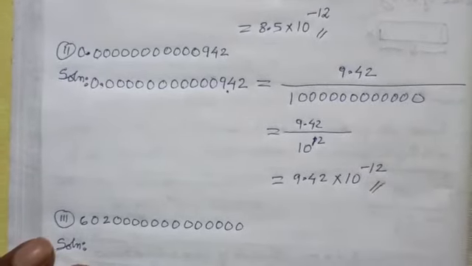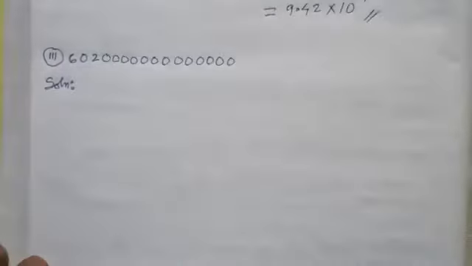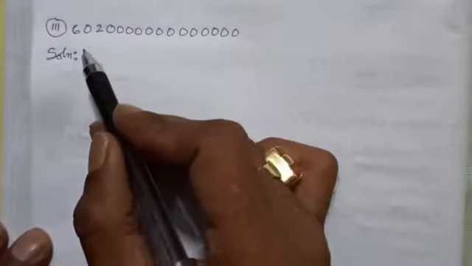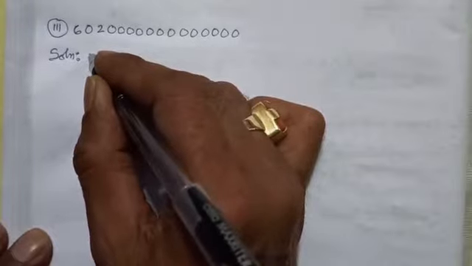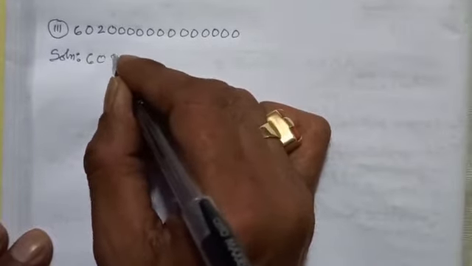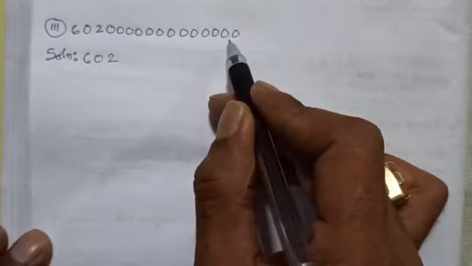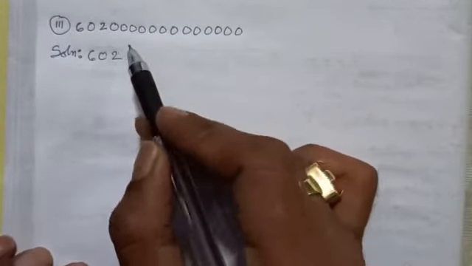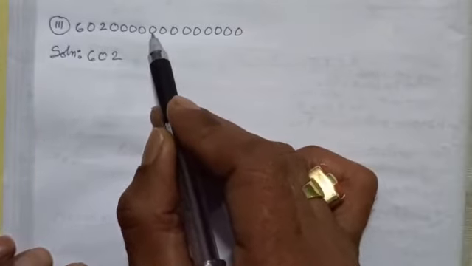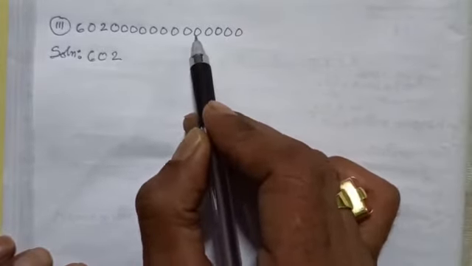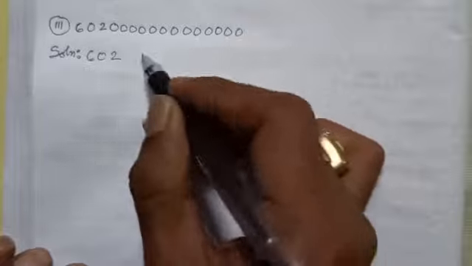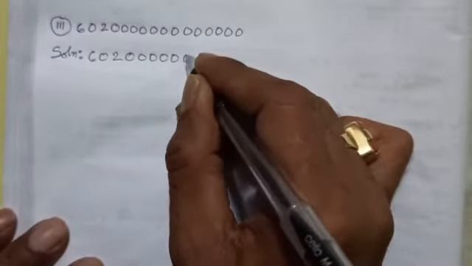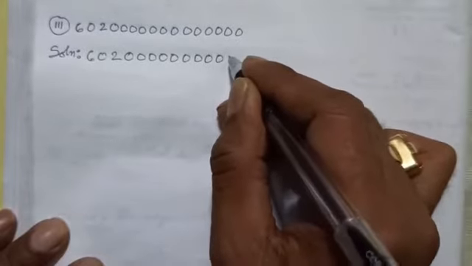Now Roman number 3. Solution 602. Let's count this number. This number of zeros, how many zeros? 1, 2, 3, 4, 5, 6, 7, 8, 9, 10, 11, 12, 13. 13 zeros.